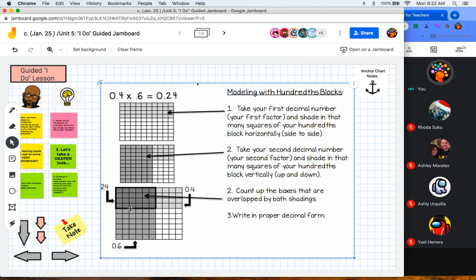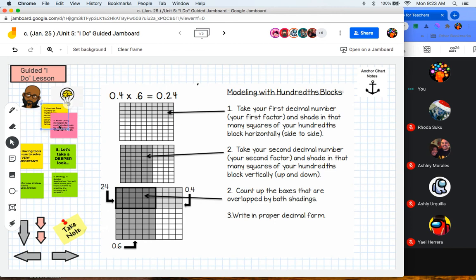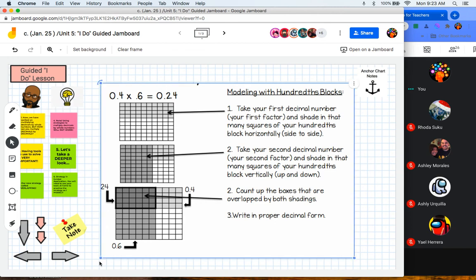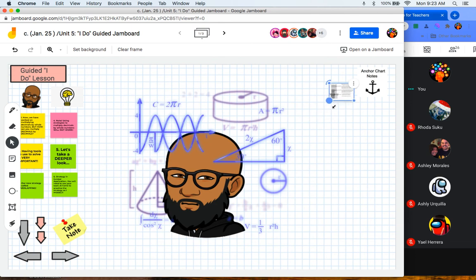Where you see your factors overlap, you must count your hundredths to get your product. So as you can see in the anchor chart, 4/10 times 6/10 is equal to 24 hundredths. Let's see here.